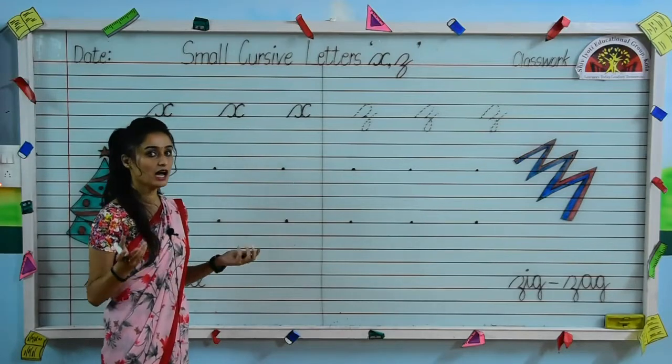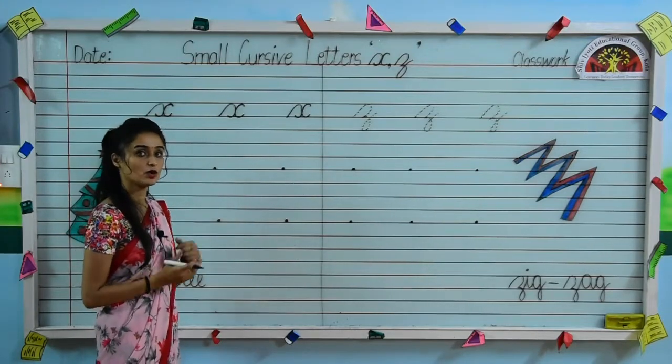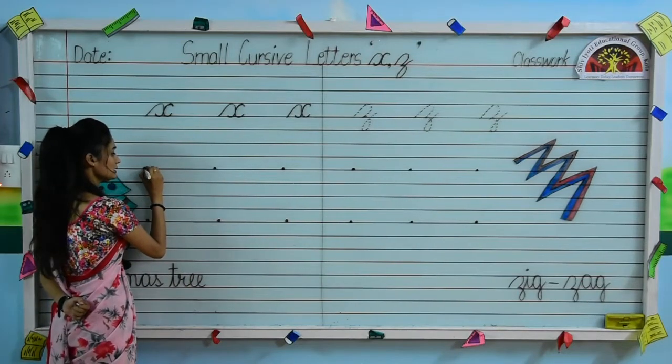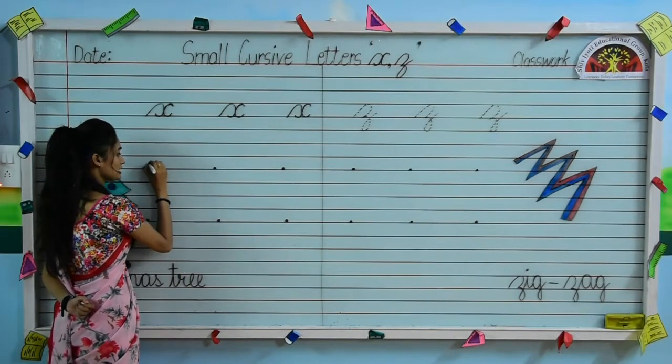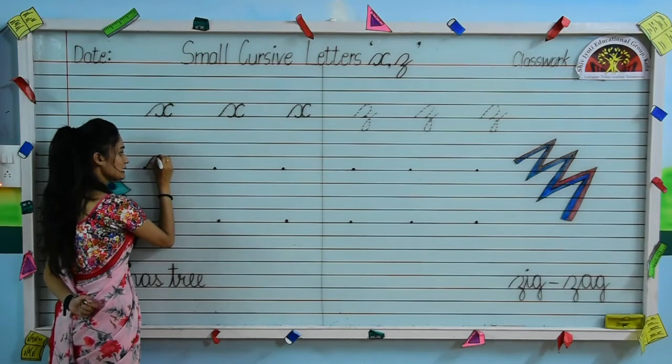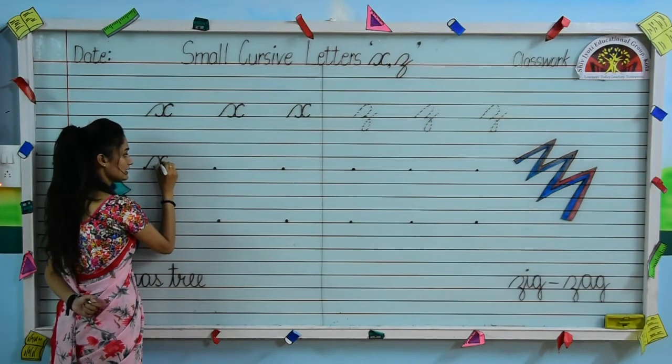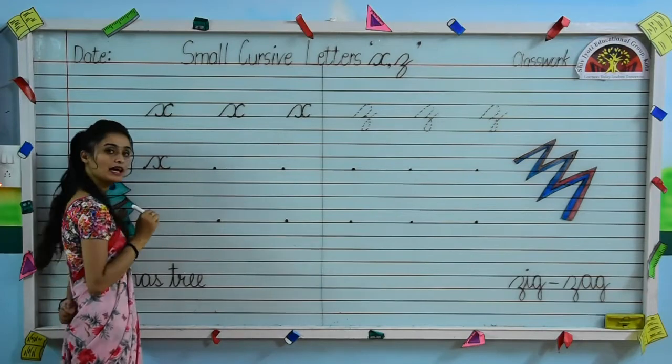Now we will see how to write small cursive letter X on single dot. So put your pencil on the third line, make a slanting line, touch the second line, make a curve, okay, then go back, make a curve again between the second and the third line in the opposite direction like this.